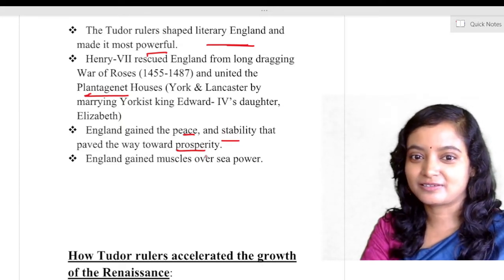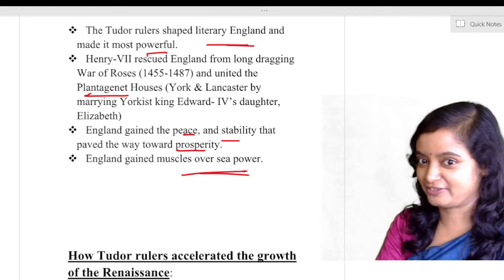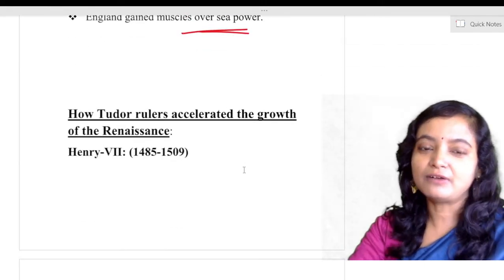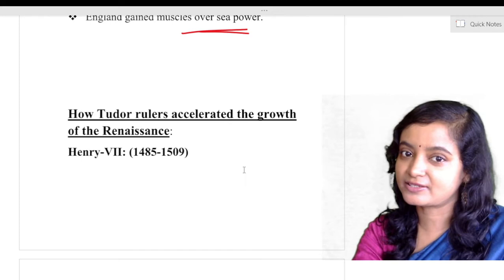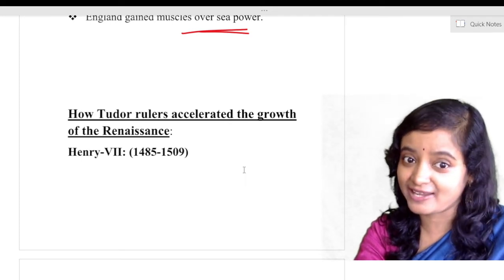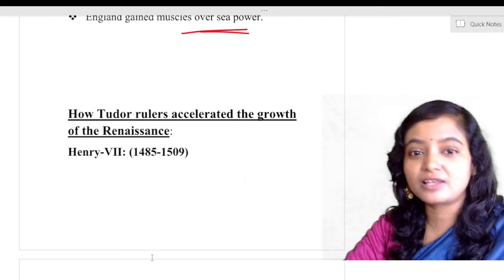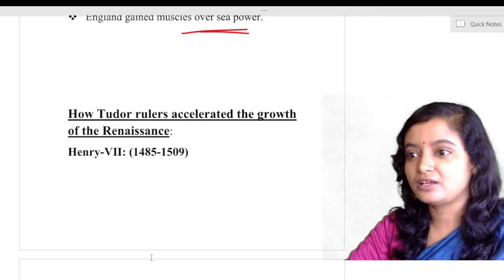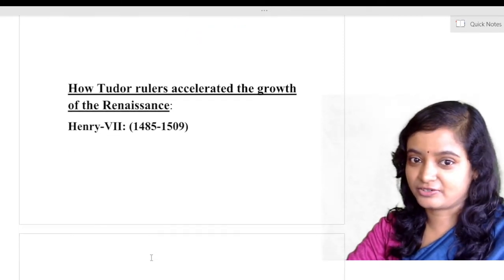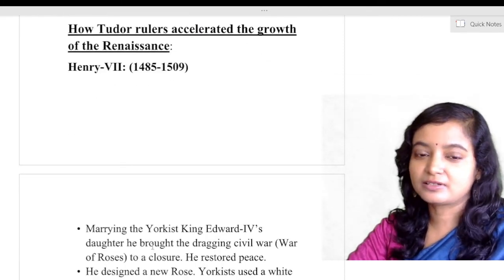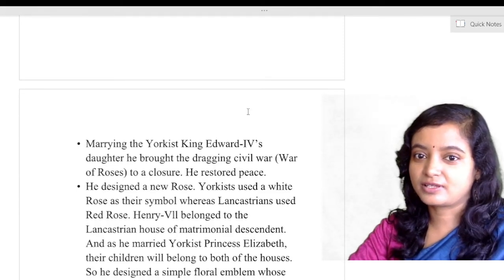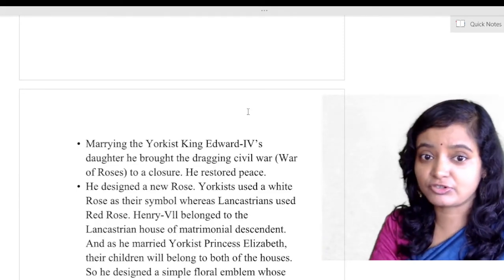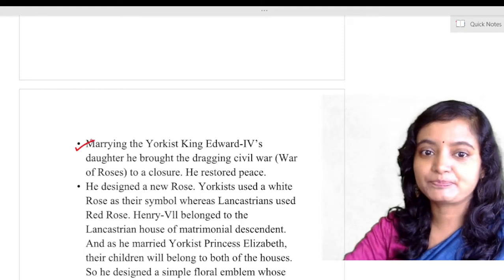So it is the Spanish Armada. We will talk about it later. Now I will discuss the different kings who shaped the Tudor dynasty and their individual marks in history. Now first is Henry VII. He marries the daughter of York's king Edward IV. That is one important thing.